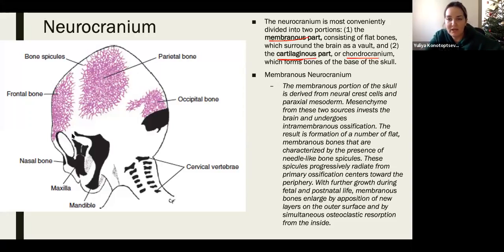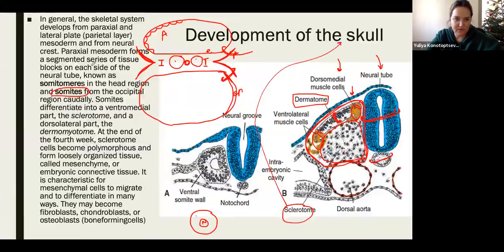So how did we make the membranous neurocranium, right? So how did we make the flat bones? Two sources: neural crest cells and paraxial mesoderm. I don't think I mentioned it, but we have two things here. We have somitomeres and we have somites, and they are actually a bit different. Somites are from the occipital region downwards, and they consist of dermatome, myotome, sclerotome. Okay, so somites have it. Somitomeres do not have it.